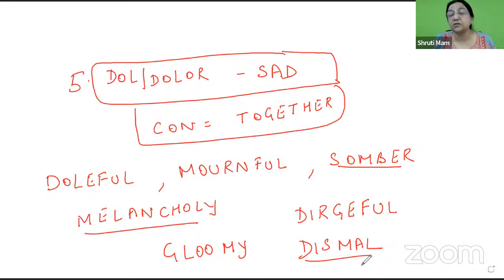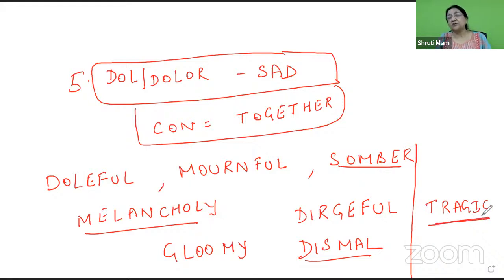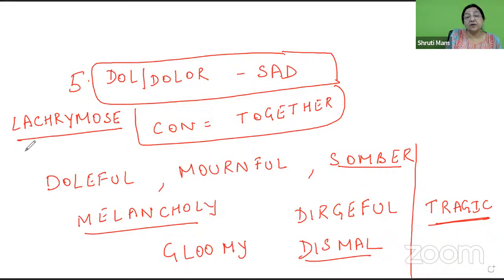But if it's a loss, loss of death, some kind of misfortune that has happened, then it can be tragic or tragedy. So it can be some kind of misfortune, some kind of suffering, some death, loss of a loved one. But if somebody is tearful, this comes from the lacrimal gland, which is a tear gland, which is lacrimose. Tearful is the word for this.